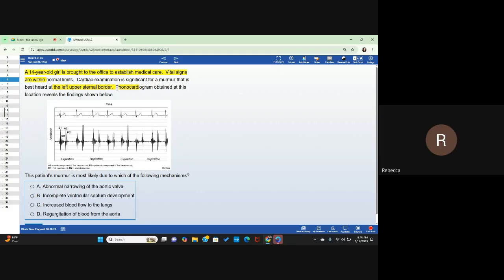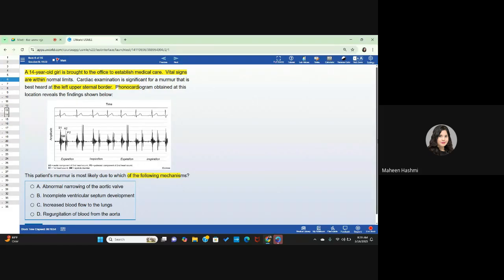So you see that there's this mnemonic APTM, right? Aortic is towards the right, and then the P is towards the left upper sternal border, and towards the left lower sternal border, you will see tricuspid. And mitral will be between the fourth and fifth intercostal spaces towards the lateral side. All right, so this is what they're referring to. It could be a pulmonary murmur. Okay, the patient's murmur is most likely due to which of the following mechanisms?